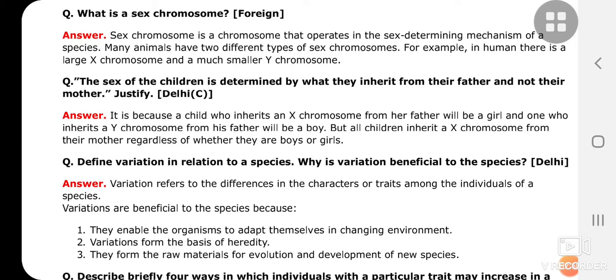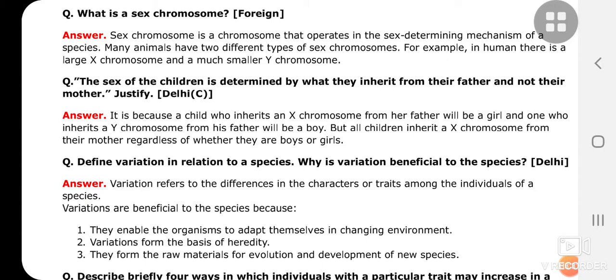Now here is another question, define variation in relation to a species. Why is variation beneficial to the species? See, as it is an interconnected question with evolution, you should know how to write this answer. Variation refers to the differences in the characters or traits among the individuals of a species. Variations are beneficial to the species because they enable the organisms to adapt themselves in a changing environment.